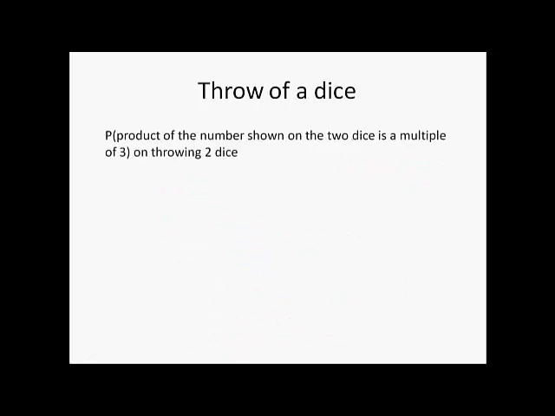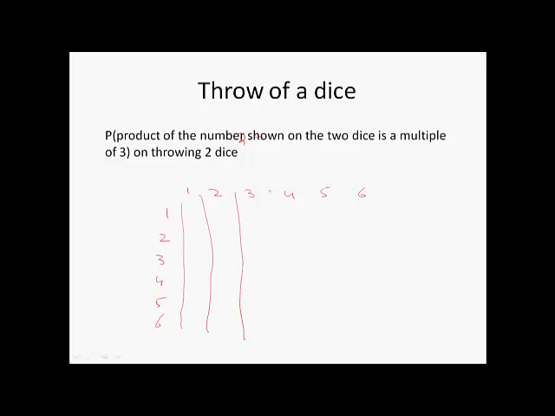Now the question asked is, what is the probability that the product of the number shown on the two dice is a multiple of 3 when we throw the two dice? So the simplest way to do this is to create the table. So die 1 could have any one of the 6 outcomes 1, 2, 3, 4, 5, 6, and similarly the second die could have the 6 outcomes from 1, 2, 3, 4, 5 and 6.